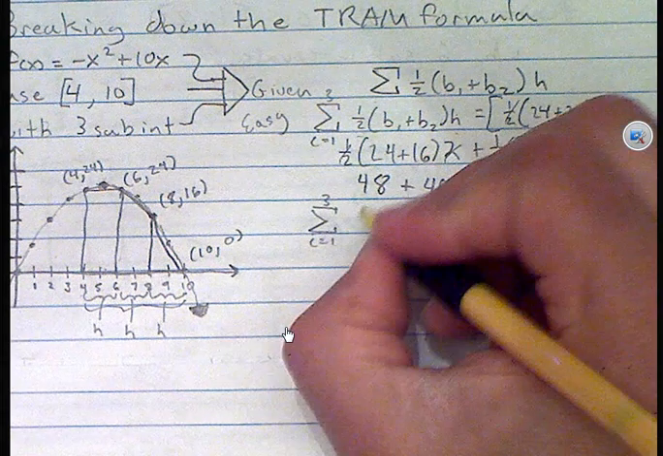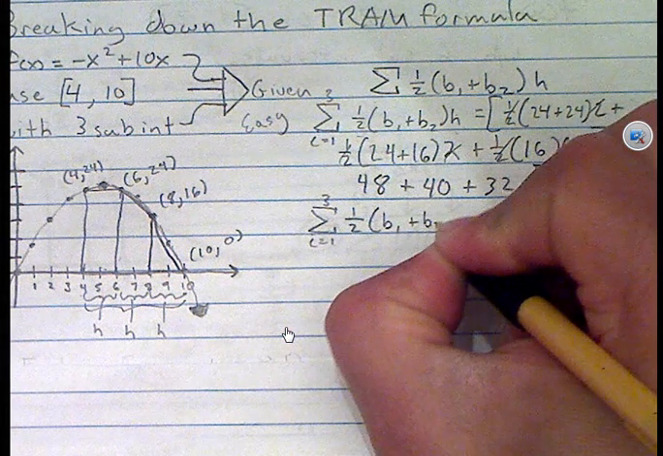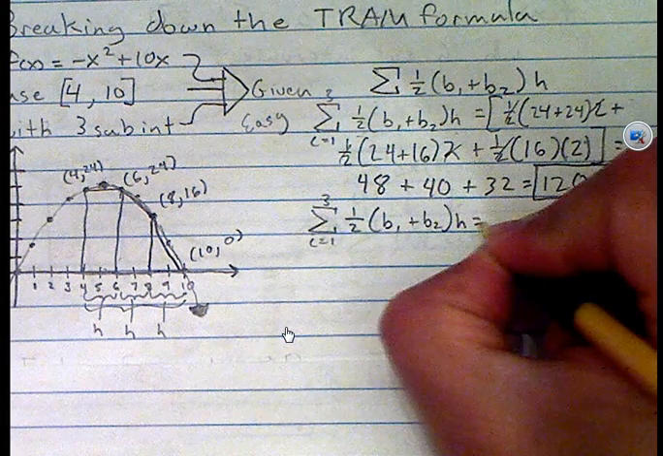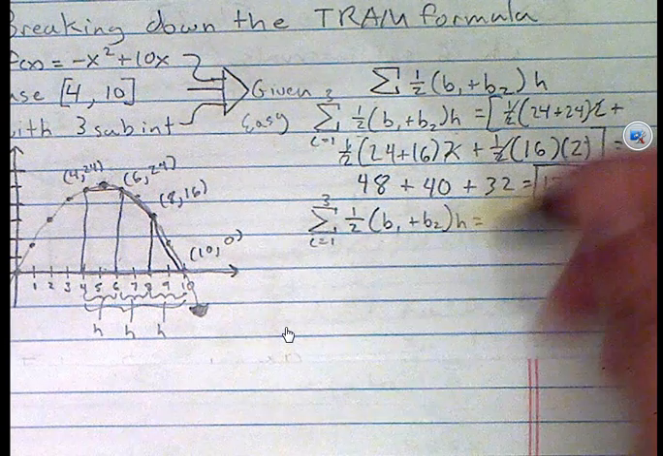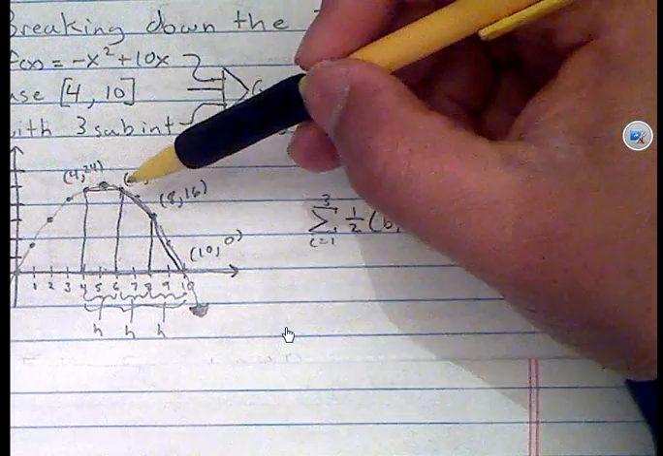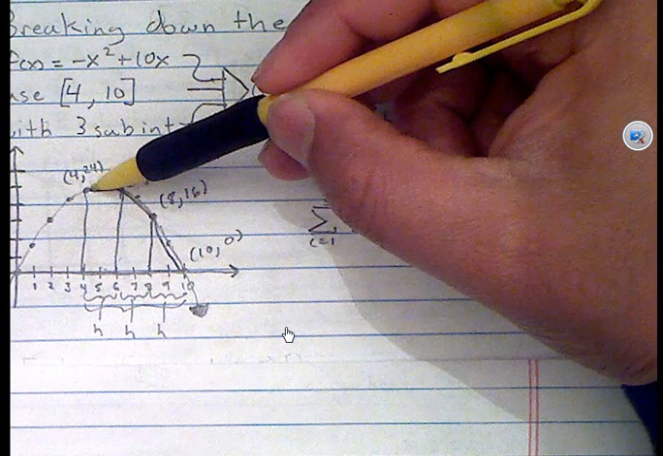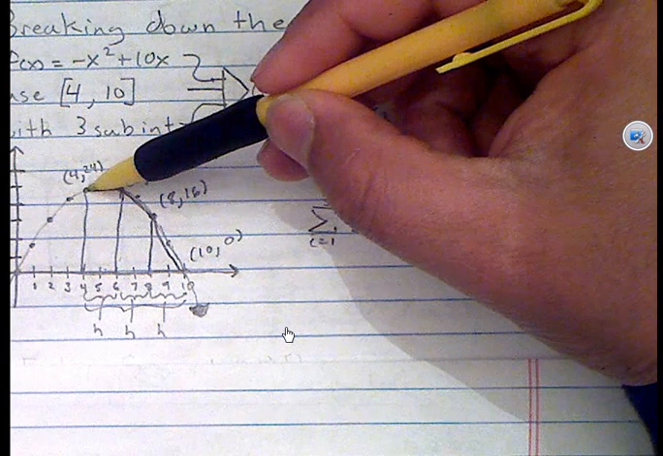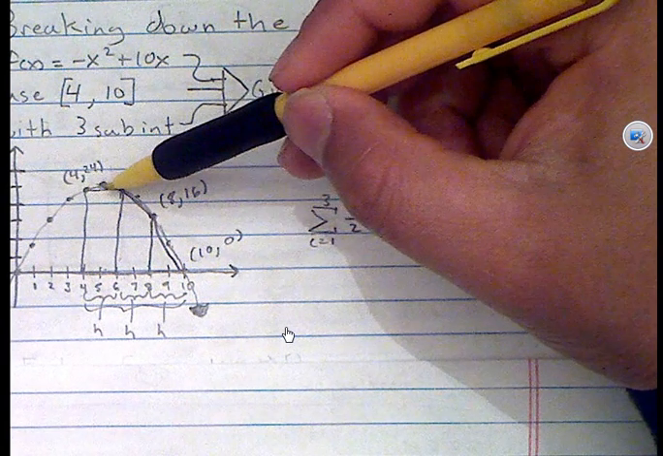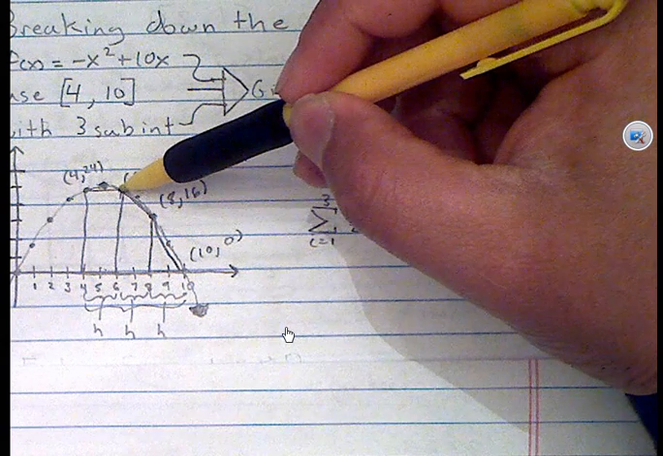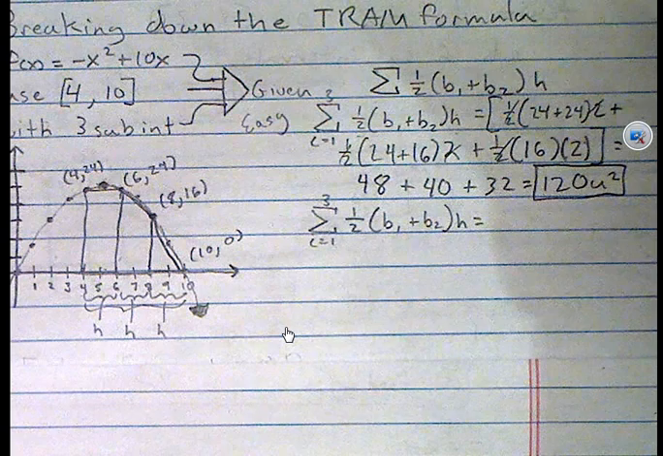Alright, and we know our formula is 1/2 (base 1 plus base 2) times the height. Okay, so let's figure out what base 1 and base 2 are. But we see over here that base 1 and base 2 are the y's. One is the left y, the left rectangular endpoint, and one is the right rectangular endpoint. But instead of picking one or the other, now I'm picking both and adding them together.